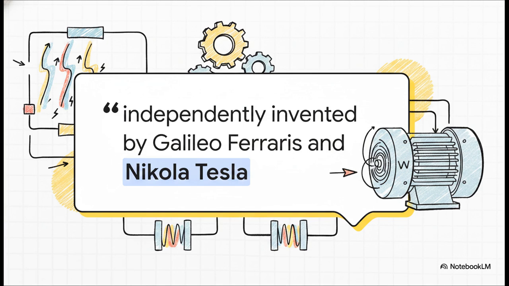People love to argue about who actually invented modern AC power. But as our source text points out, the three-phase system was actually independently invented by Galileo Ferraris and Nikola Tesla. It was this massive parallel breakthrough by two genuinely brilliant minds. Ultimately, it was Tesla's specific design that ended up being licensed by Westinghouse here in the US, which kind of set the standard for the whole shebang.